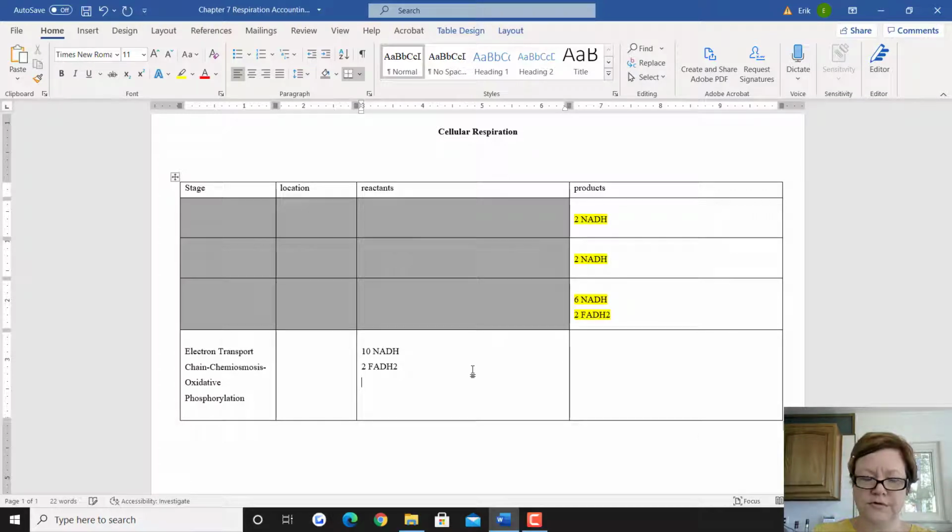All right. What you also have at this stage would be the oxygen. The 6 O2s finally come into play. And also we're going to have 30-ish ADPs and 30-ish inorganic phosphates. You'll know why I say that when you watch the lecture. So those are your reactants if we're trying to break it down just for this phase.